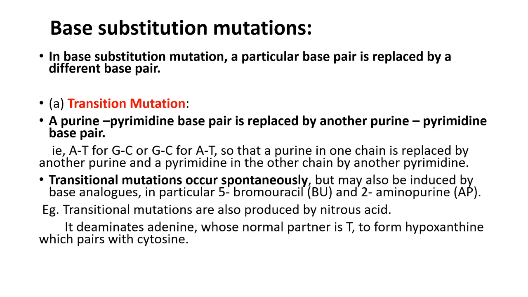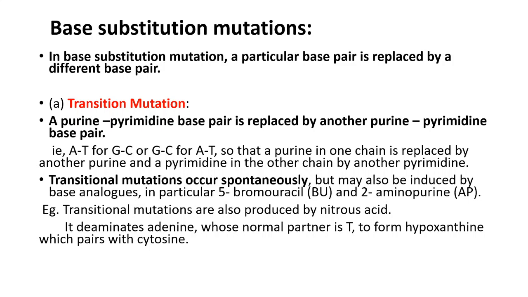Base substitution mutation. In this base substitution mutation, a particular base pair is replaced by a different base pair. And it is of two types, transition mutation and transversion mutation. In the case of transition mutation, a purine-pyrimidine base pair is replaced by another purine-pyrimidine base pair. That is AT for GC or GC for AT. So that a purine in one chain is replaced by another purine and a pyrimidine in the other chain by another pyrimidine.